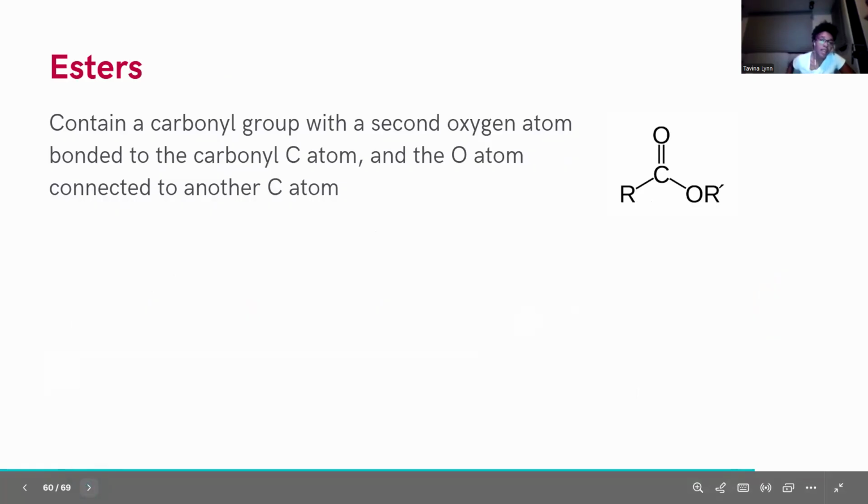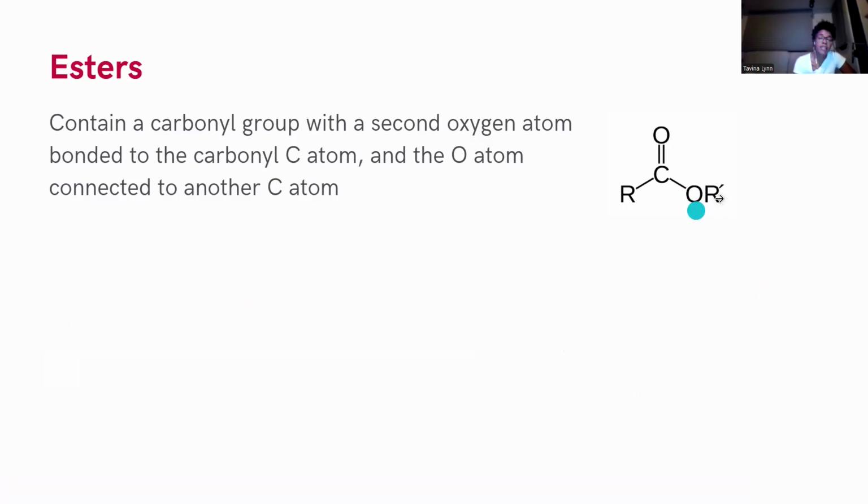All right, so let's look at esters. Esters contain a carbonyl group, but that second oxygen atom, instead of a hydrogen, is connected to some other functional group. And we just put R prime to denote that it's a different functional group from this R group on the carbon. They could be the same, but they don't have to be the same. So we just depict the functional groups differently.